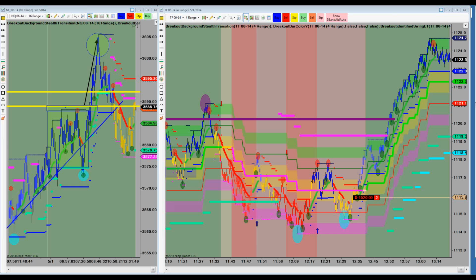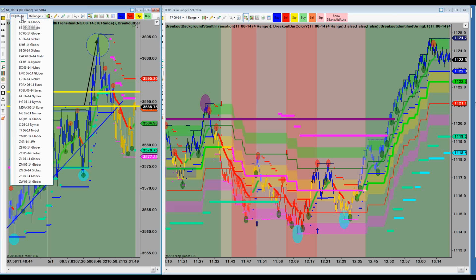I logged in on another machine, and it left that sim position on from earlier. There we go, clean chart. Let's get the Russell up over here.